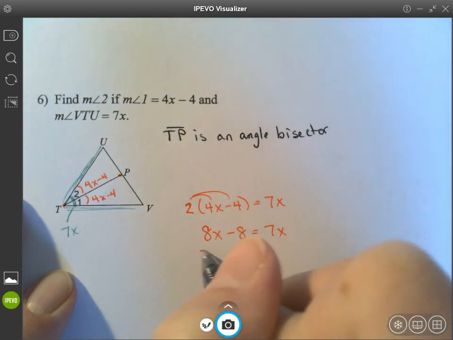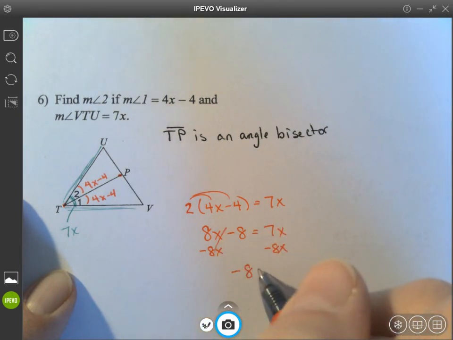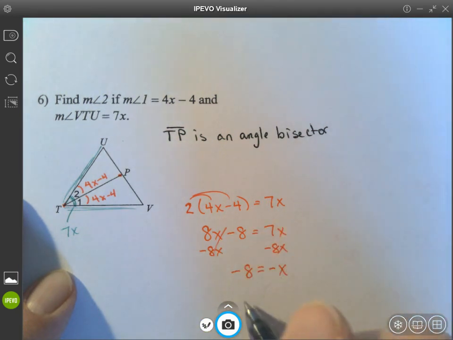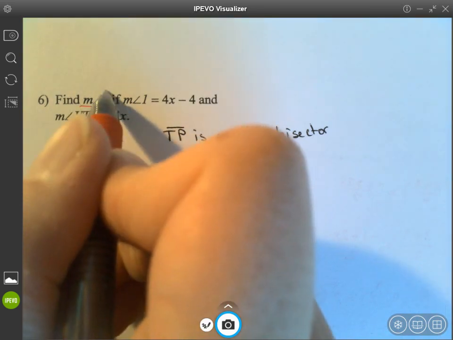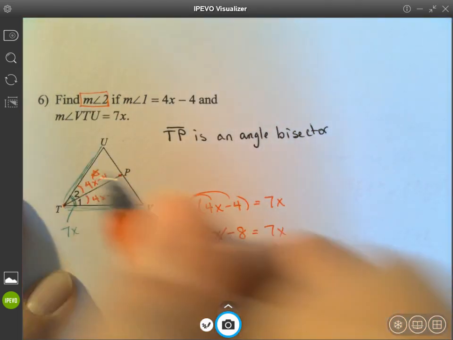So I'm going to subtract the 8x this time to move it. I get negative 8 equals negative 1x. So positive x, divide both by negative 1, is 8. Now that's not what they asked me for. They said find the measure of angle 2. So angle 2 is right here. That's what I was looking for.